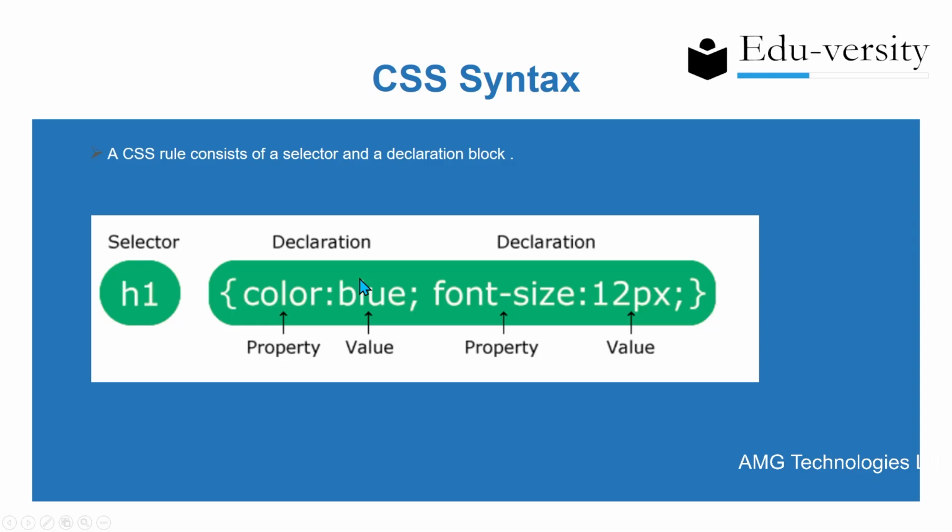Now let's understand the syntax of CSS. CSS basically consists of two parts, a declaration and a selector. The selector defines which part of your HTML document is to be selected or picked up to apply the CSS. Now the declaration consists of two parts. One is property and the other is value.